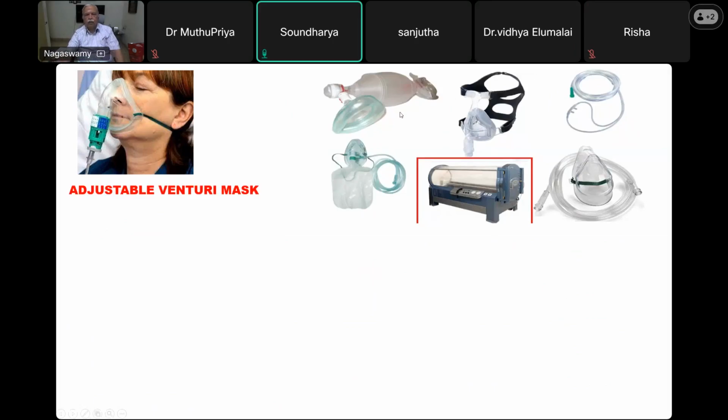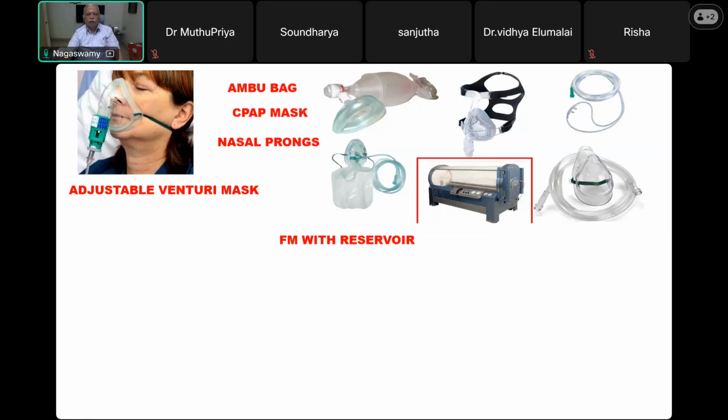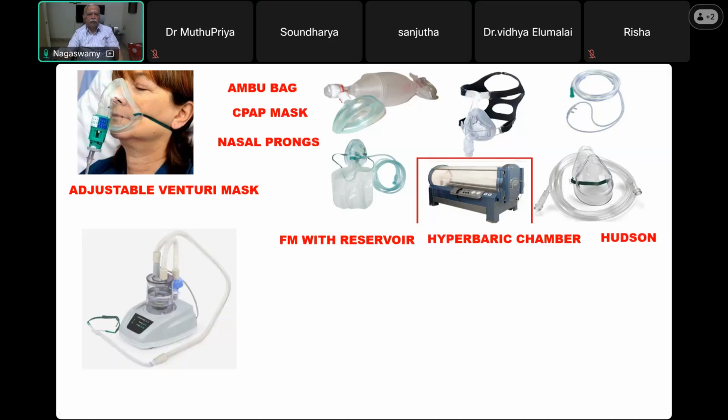Ambu mask, with the reservoir. CPAP mask. Nasal mask. Nasal cannula, nasal prongs. This is a non-rebreathing mask. This is a hyperbaric chamber. This is a Hudson mask. Ambu bag, CPAP mask, nasal prongs, face mask with reservoir, hyperbaric chamber, and Hudson mask.